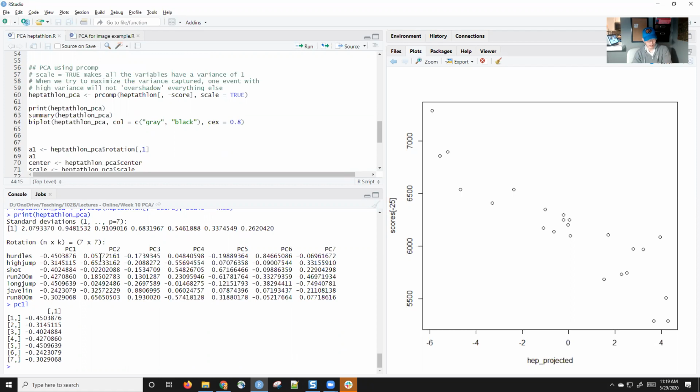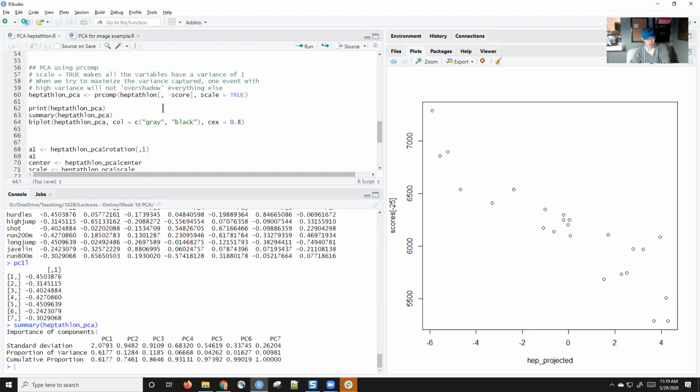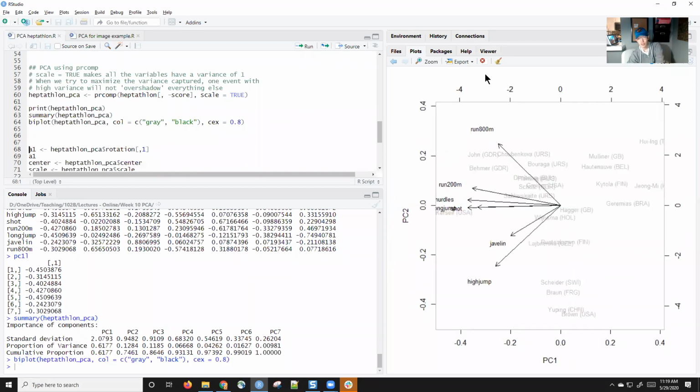One thing that you can get when you do principal components analysis is that it'll give you the proportion and the cumulative proportion of variance. So if you only keep the first principal component, you'll capture around 60%, 62% of the original variance. And if you keep two of them, you'll get about 75% of the original variance. And you can also create something called a biplot, okay?